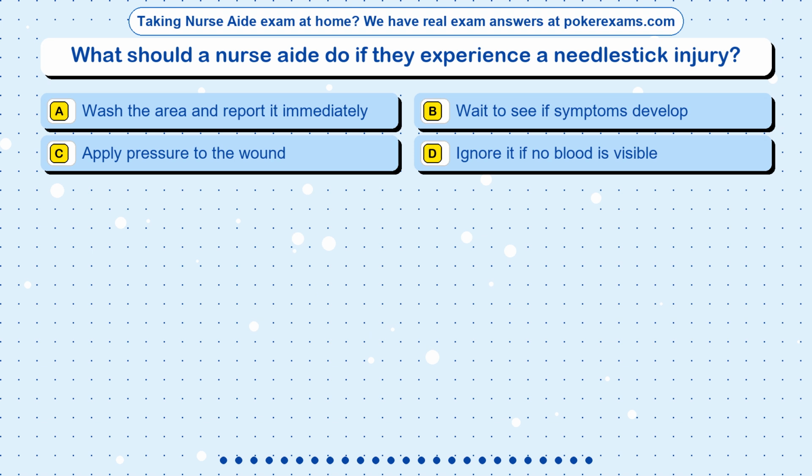Question 1. What should a nurse aide do if they experience a needle stick injury? Option A. Wash the area and report it immediately. Option B. Wait to see if symptoms develop. Option C. Apply pressure to the wound. Option D. Ignore it if no blood is visible.